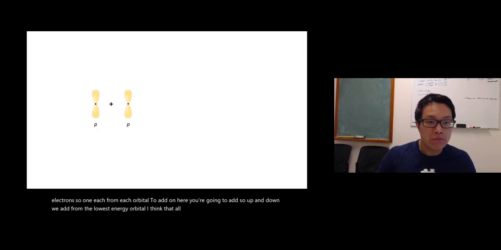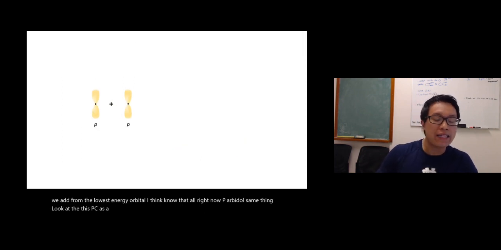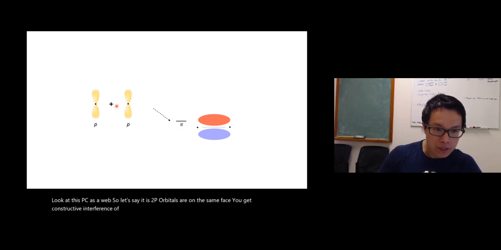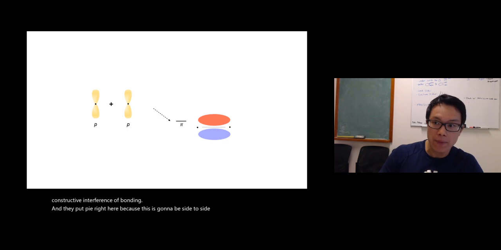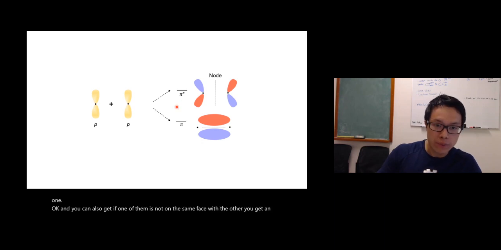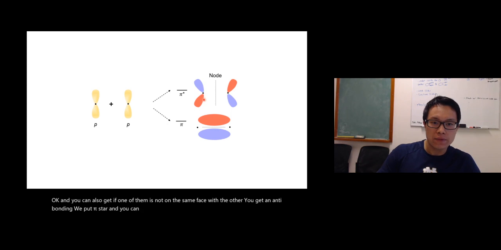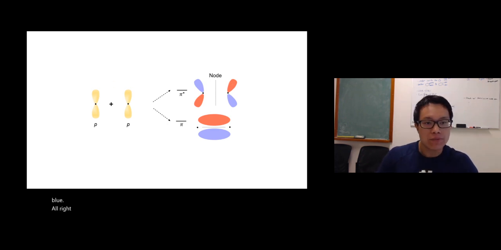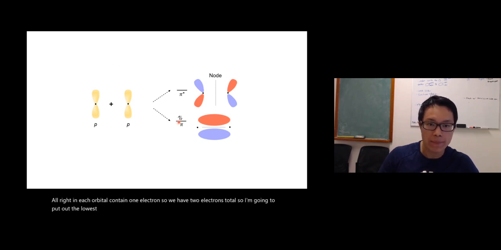Now p orbital, same thing. Look at this p orbital as a wave. If these two p orbitals are in the same phase, you get constructive interference, or bonding. And I put pi right here because it's going to be a side-to-side overlap, so you get a pi bond. You can also get, if one of them is not in the same phase as the other, an anti-bonding. We put pi star, and you can see that the colors are different. So red at the bottom doesn't match with blue, red doesn't match with blue. Each p orbital contains one electron, so we have two electrons total. So I'm going to put them in the lowest energy orbital, up and down. Here we go.